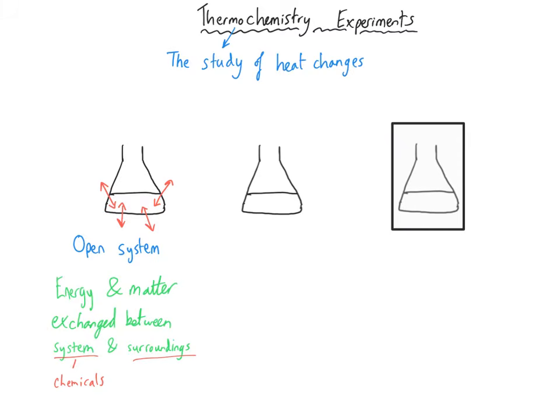And matter can also be exchanged between the system and the surroundings, in this case because my conical flask has an open top. So gases could escape out of the top of the conical flask, or they could move inwards. Again, on this occasion, they're unlikely to do both, but I'm showing a double-headed arrow to show that the chemicals could escape through the top or they could be taken in.